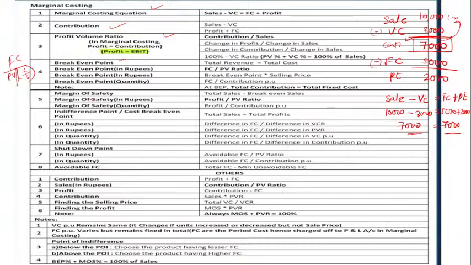this is the break-even point. Then the margin of safety: from the total sale the company deducts its break-even sale, so the company gets the margin of safety. Okay, when the company wants to calculate the margin of safety in rupees, it is profit divided by PV ratio. When the company wants to calculate the margin of safety in quantity, in that case it is profit divided by contribution per unit. Okay, so these are the formulas, you just have to go through them.